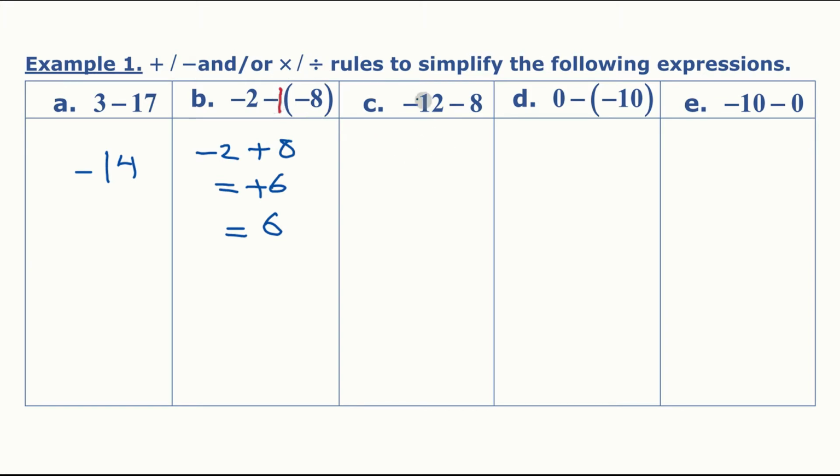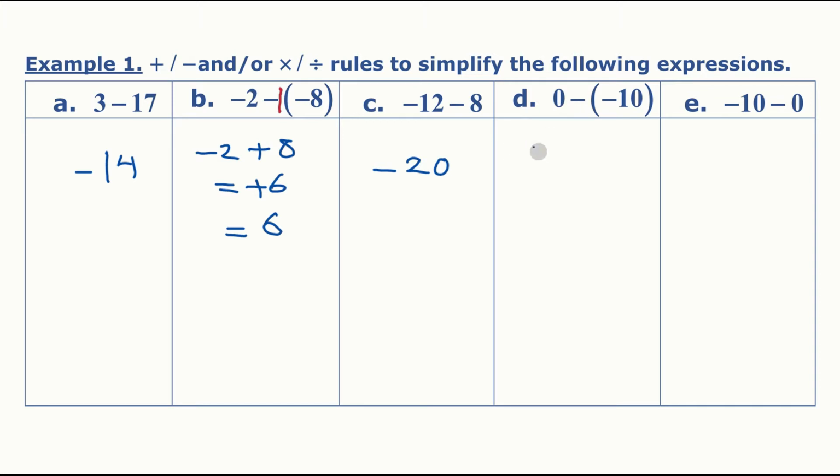All right, so in here, notice that we are combining two numbers with the same sign, so we're just going to combine the absolute values 12 and 8 and we get 20, and we're going to keep the common sign, so we get negative 20.